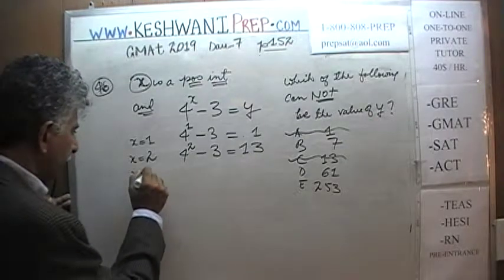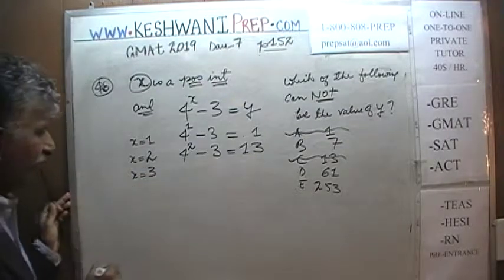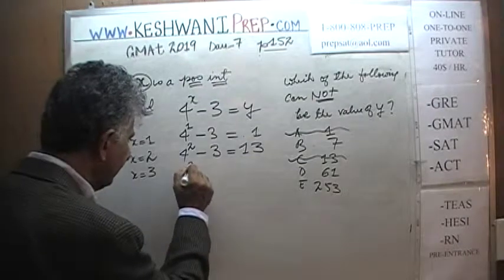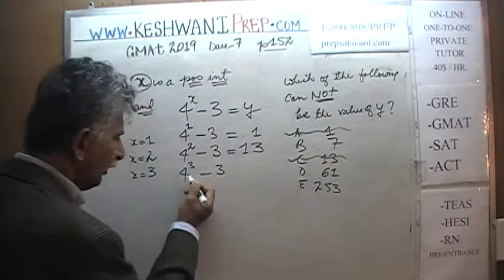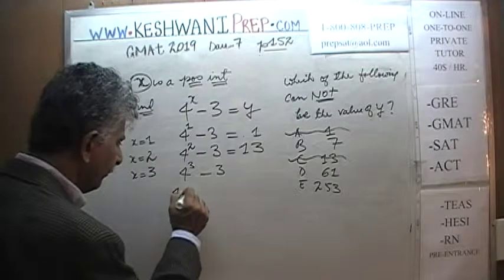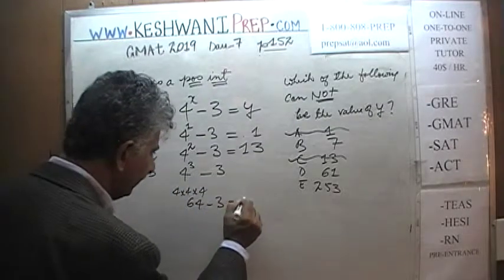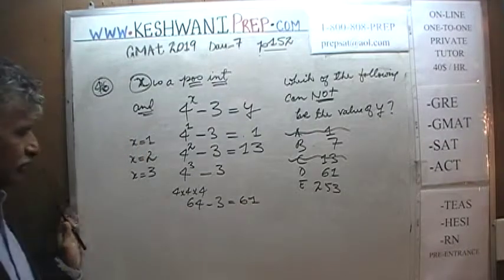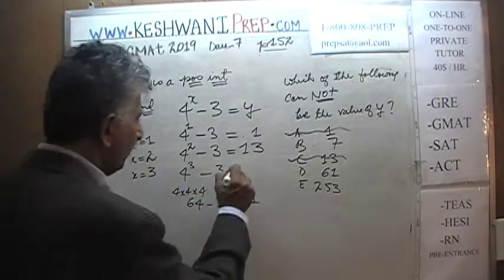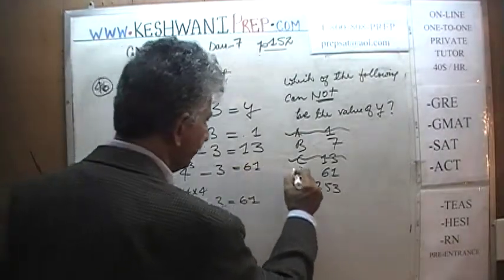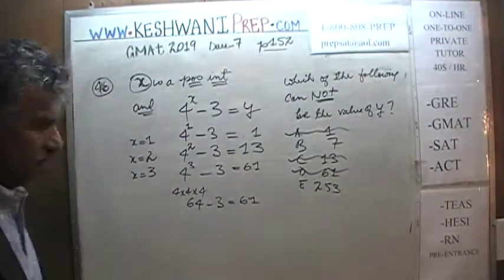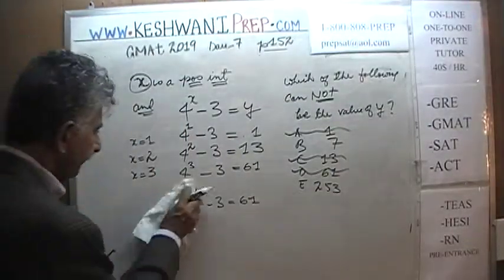Let's pretend that x is equal to 3. If x is equal to 3, then we'll have 4 raised to 3 minus 3. 4 raised to 3 is 4 times 4 times 4. 16 times 4 is 64. 64 minus 3 is 61, which means that when x is equal to 3, y is going to be 61. Y can be 61. Let's do one last one.